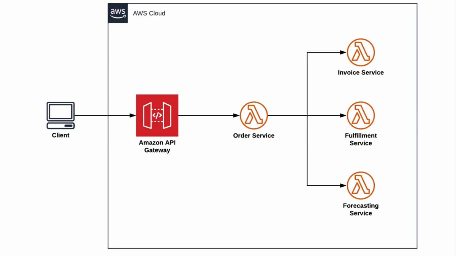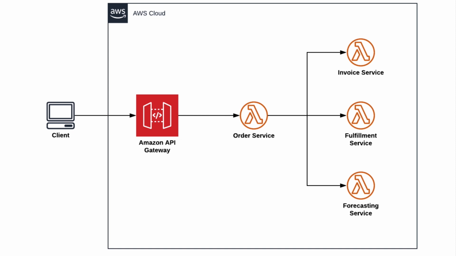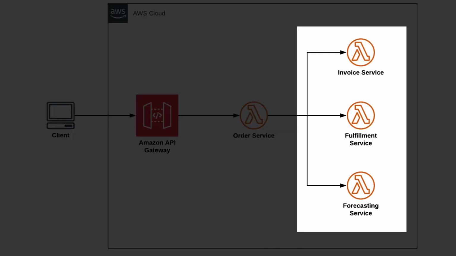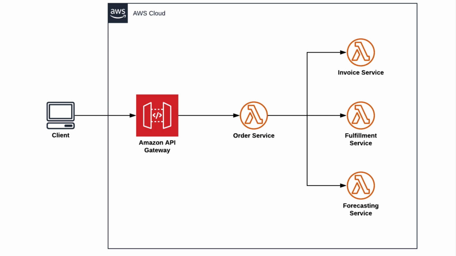This demo is designed to illustrate the architecture shown on the screen. We have an order service serving requests via an HTTP API. To complete the request, the order service needs to make downstream calls to three services: the invoice service, fulfillment service, and forecasting service. Once the order service receives responses from all services, it will return the response to the client. We are going to use Amazon API Gateway and AWS Lambda for this demo, and the idea is to illustrate the challenge of systematic calls using synchronous APIs if it's not handled properly.